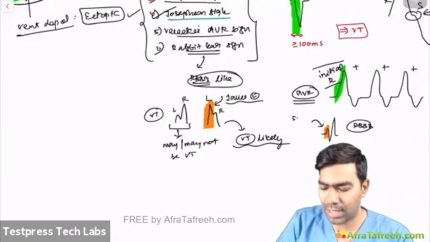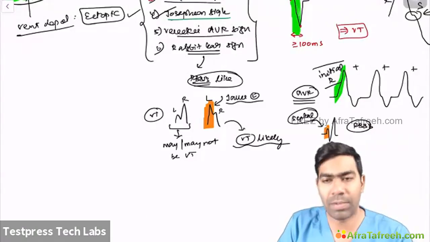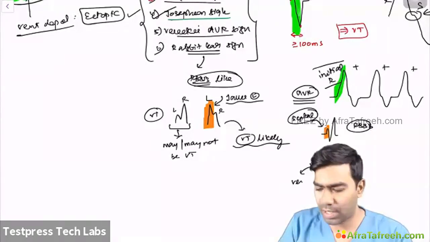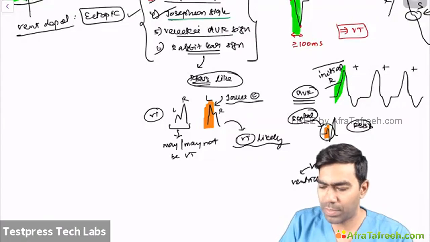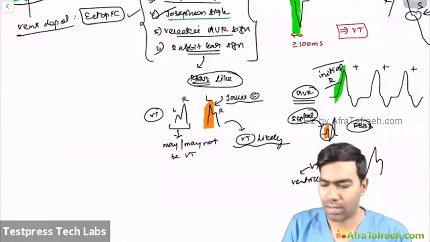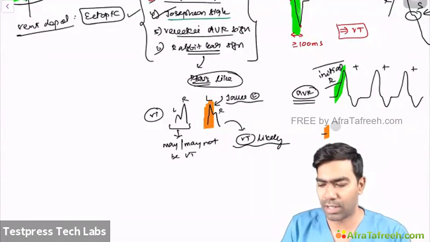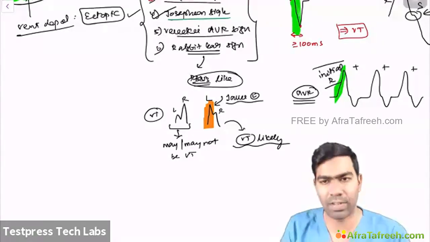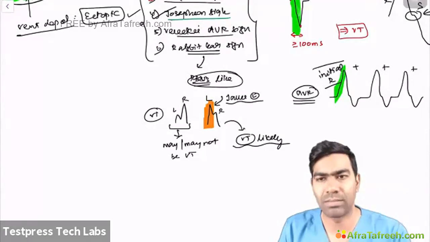Why? Because this is a septal wave. So in a ventricular tachycardia, if it comes from the ventricles, it cannot be small. The initial deflection cannot be small and it will be very big. So that's the reason why we feel that it's likely to be a VT. You can give an explanation for everything like this, but I don't think it's needed. So this is how you diagnose VT.